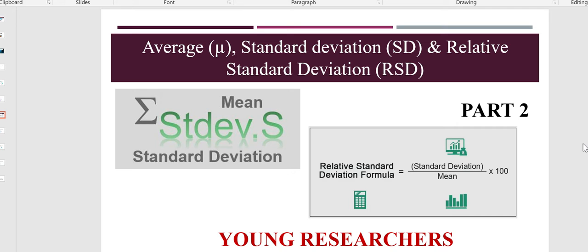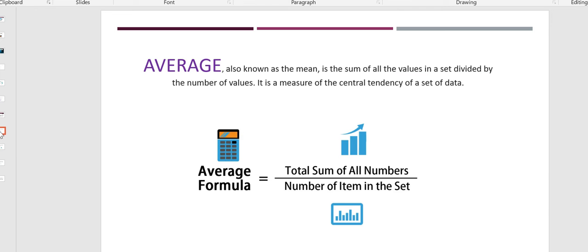If you are unable to provide it and you submit your research paper, then in some cases, or you can say in most cases, reviewers ask you to add the standard deviation in your paper. So it's better to add the standard deviation before your final submission to any kind of journal. So let's start. First of all, we will discuss what average is.